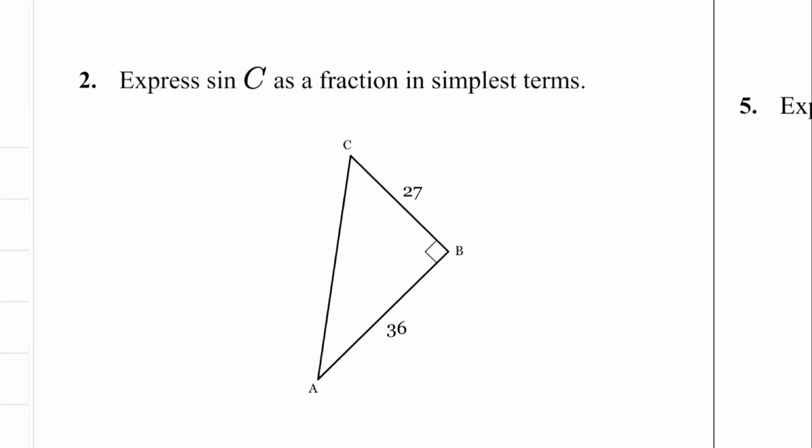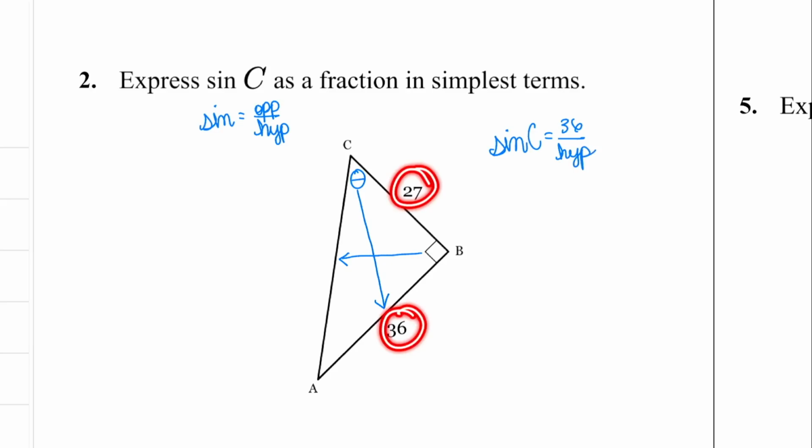Express sine of c as a fraction in simplest form. Sine is going to be opposite over hypotenuse, and we're putting ourselves in the c position. The side that's opposite of c is going to be 36, and the hypotenuse is always across from the right angle. So we know that the sine of c is going to be 36 over whatever the hypotenuse ends up being. Now, you might recognize this, 27 and 36. It looks just like the problem we just did.